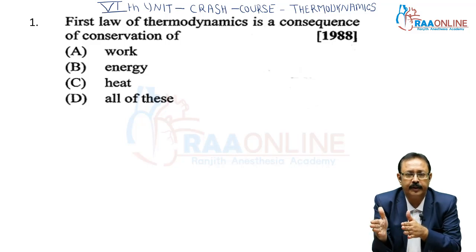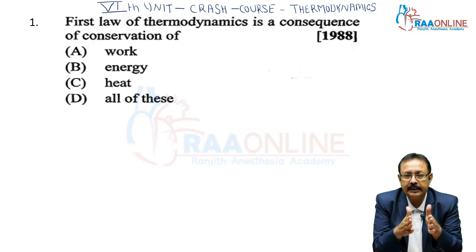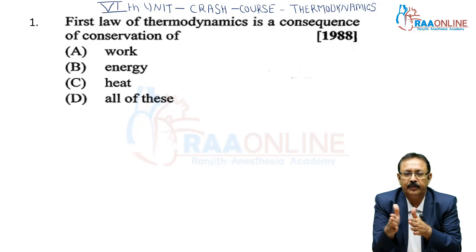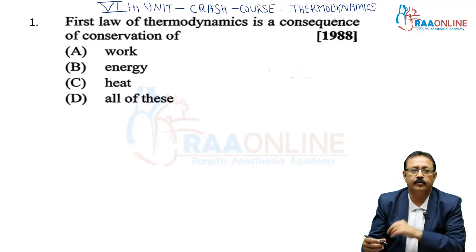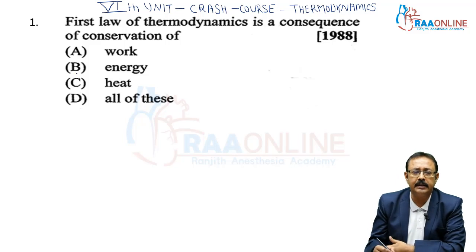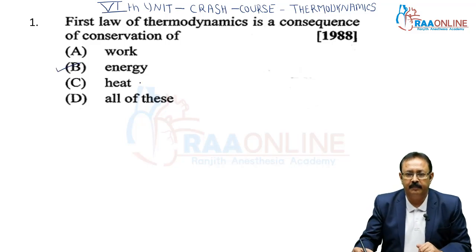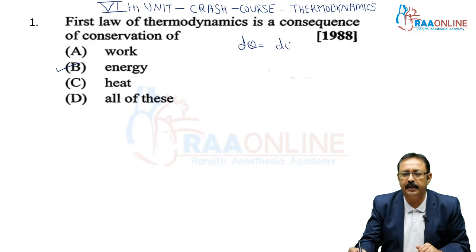What we are doing, dq is equal to du plus dw. No energy is going any other way. So we are saying that it is a form of the law of conservation of energy, because we are adding the energy we got from the source and the utilized energy du plus dw. Both should be equal.